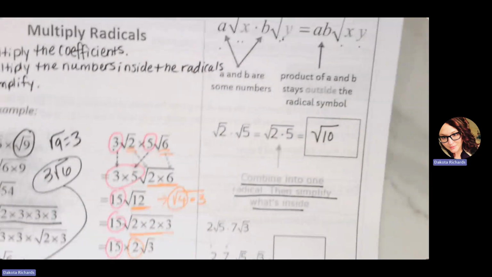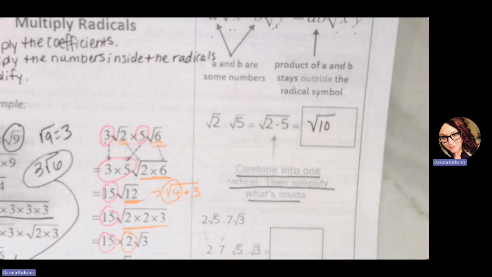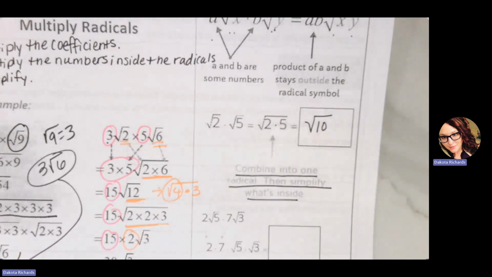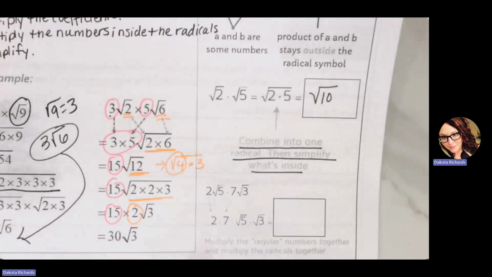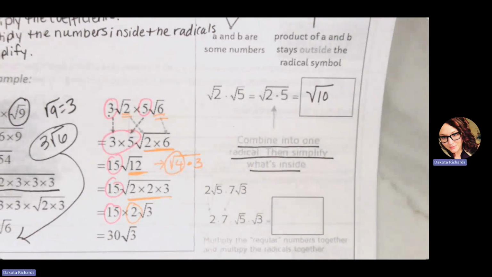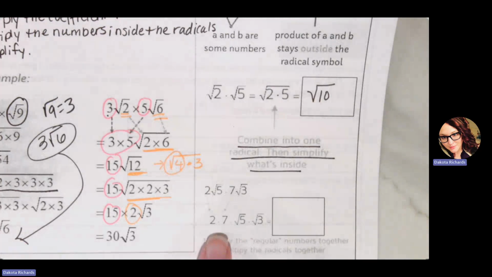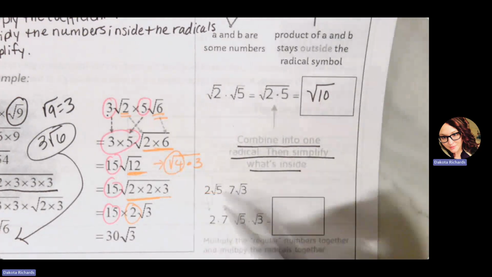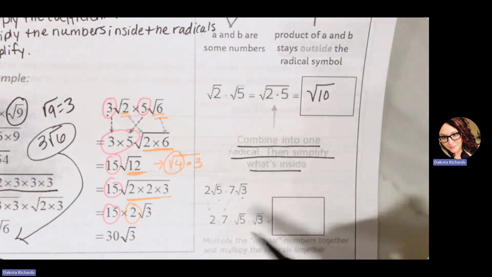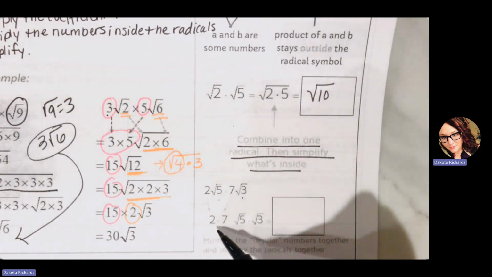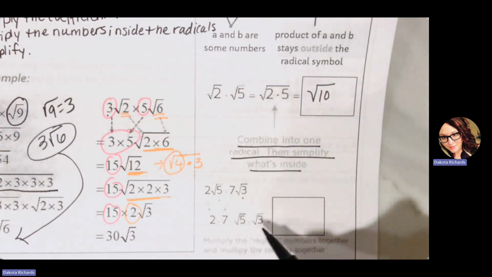Now on this next example, it says 2 square root 5 times 7 square root 3. So the 2 and the 7 are on the outside. So we're going to have 2 times 7 on the outside. And the 5 and the 3 are on the inside. So they're going to stay on the inside. So 2 times 7 on the outside, square root 5, square root 3 on the inside.